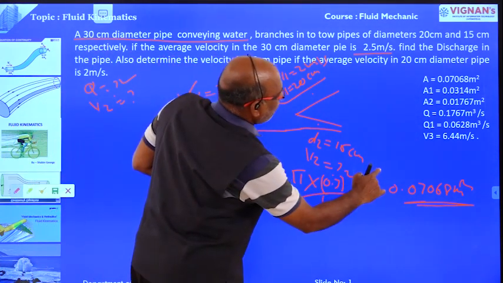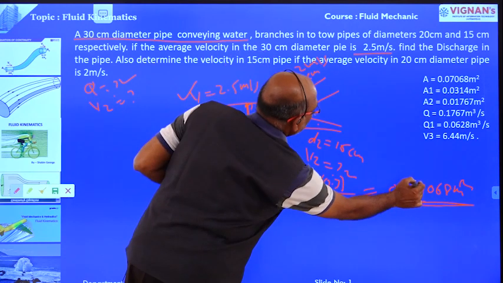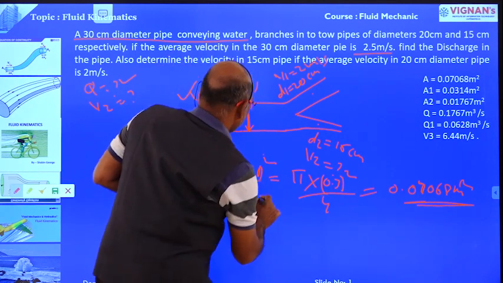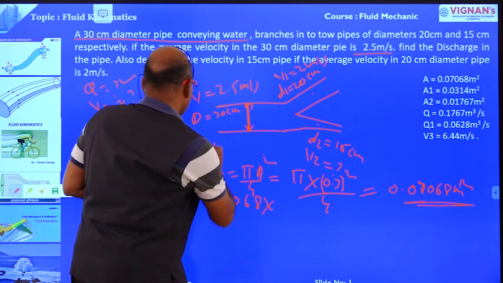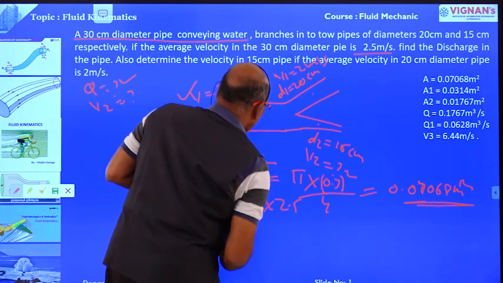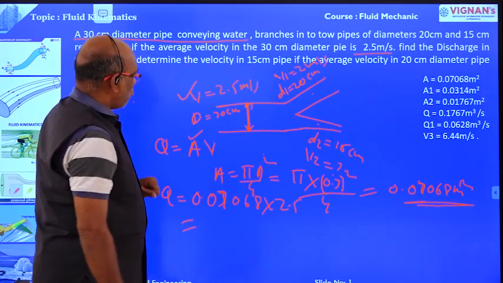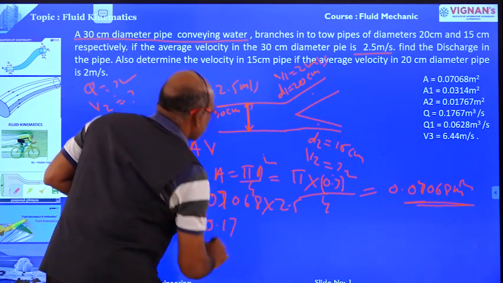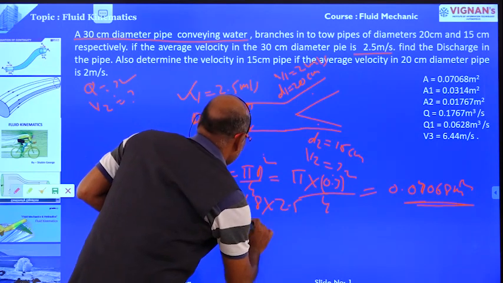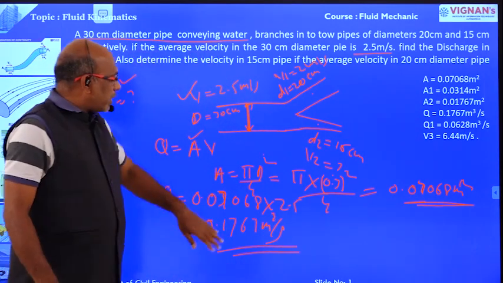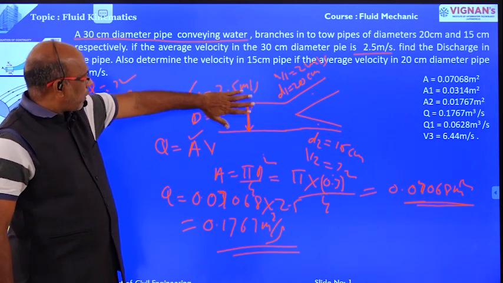that is 0.07068 into velocity 2.5 meters per second. Therefore, discharge Q is equal to 0.1767 meter cube per second. This is the first question. What is the discharge flowing through the main pipe?